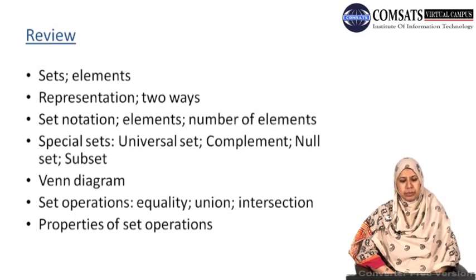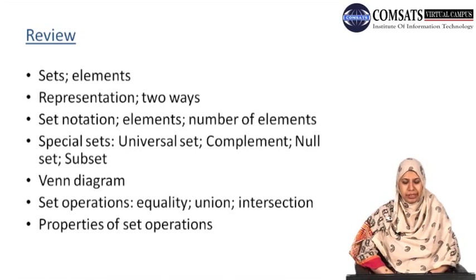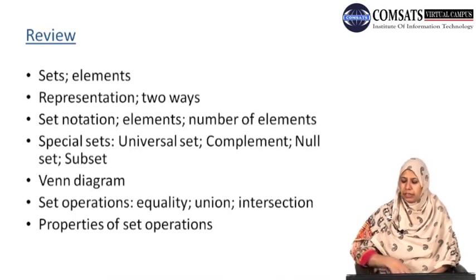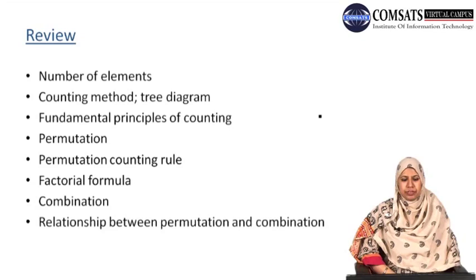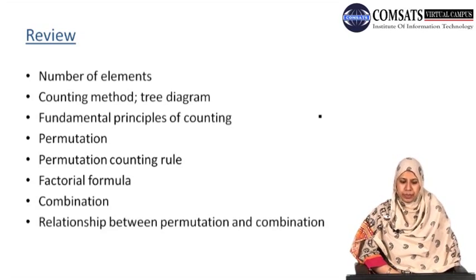Then we have studied some special types of sets, which include universal set, complement of a set, null set and subsets, and the meaning of these special types of sets with the help of the Venn diagram. Then in the lecture of set, we have studied the set operations. First we have studied the equality of sets, the union and the intersection of sets, and the properties of set operations. In our previous lecture we have studied the number of elements in a set, that is how we can count the number of elements when we are taking the union of two sets.